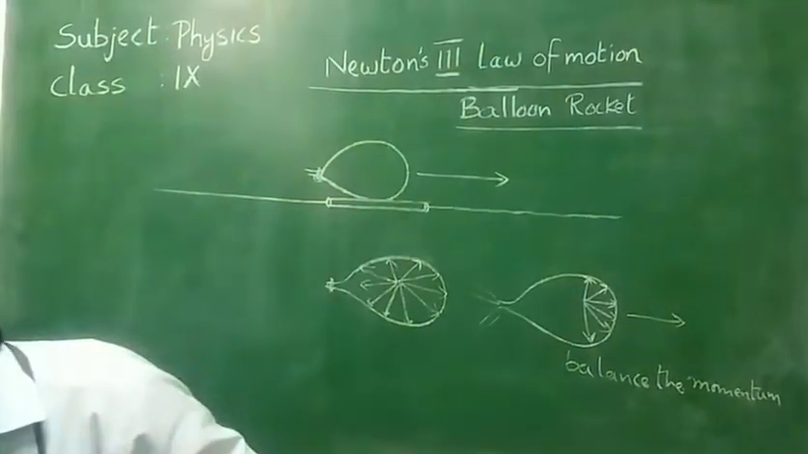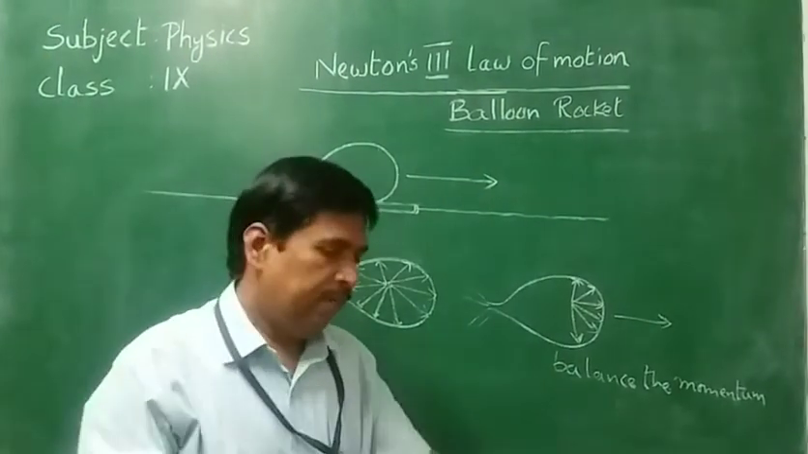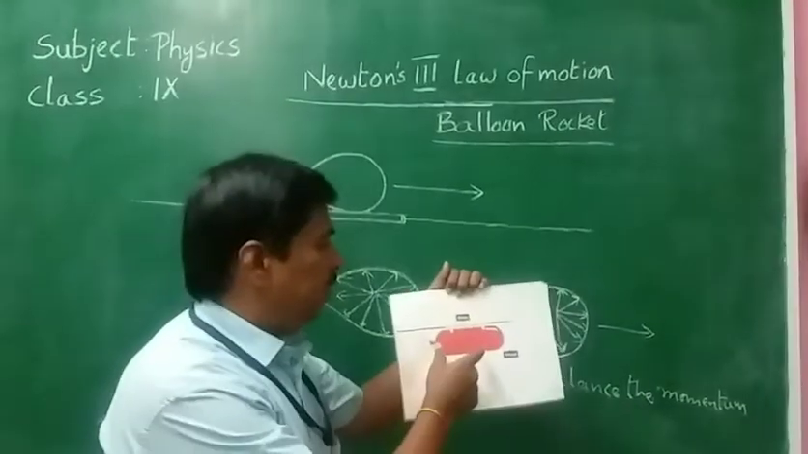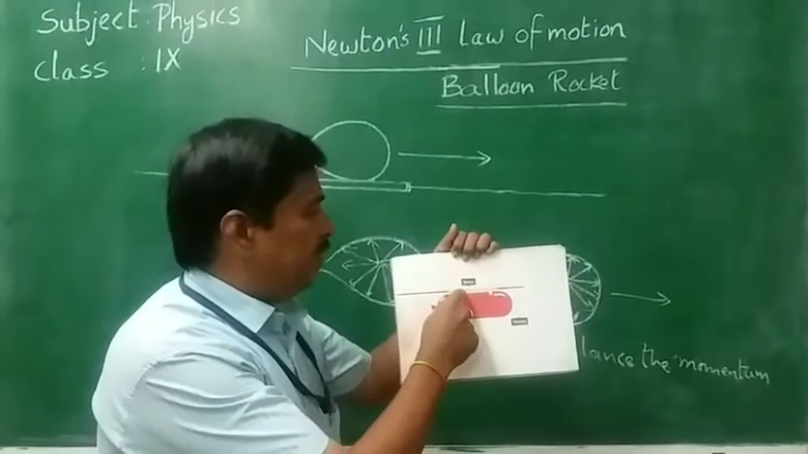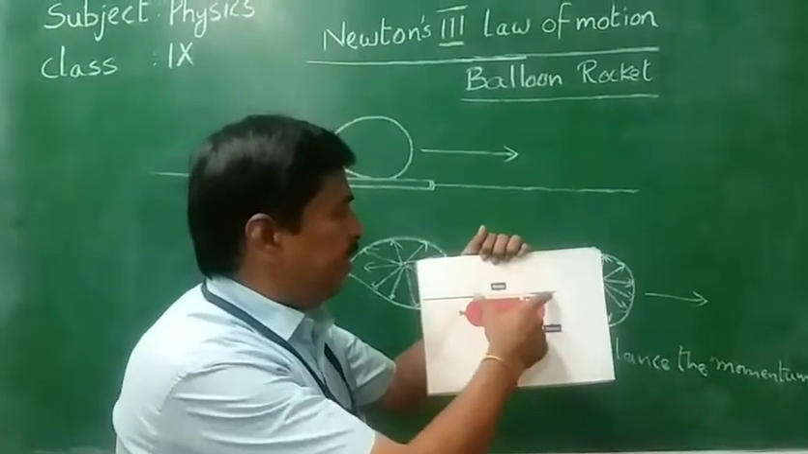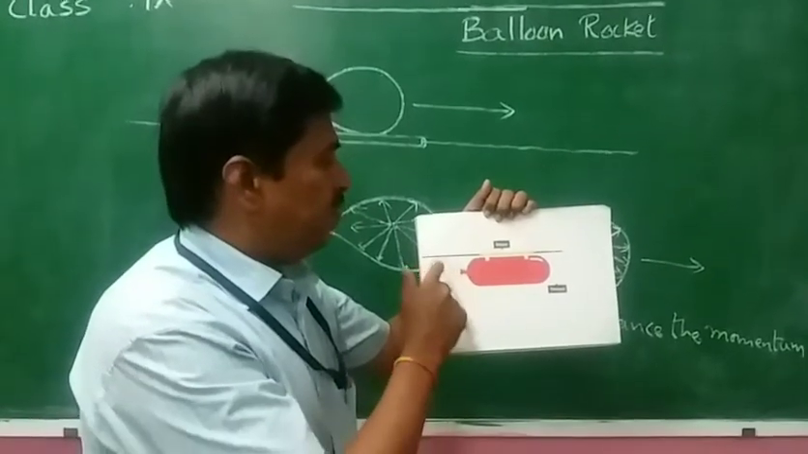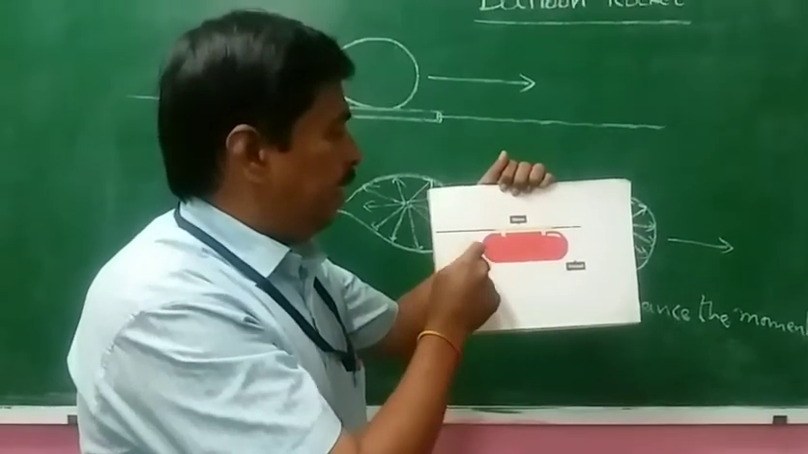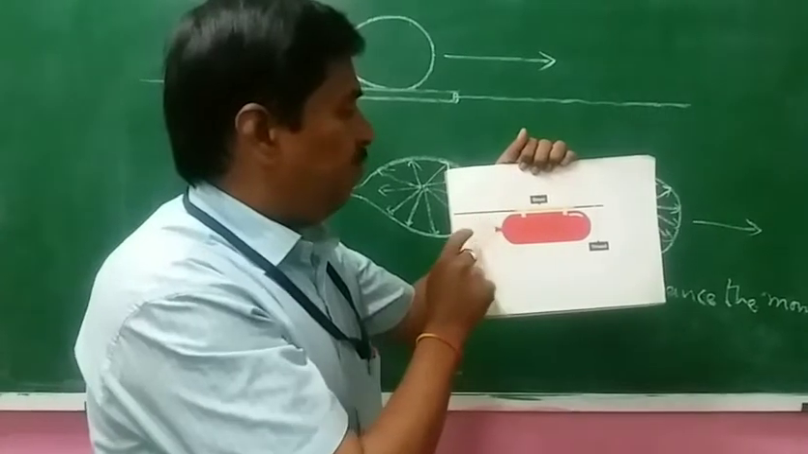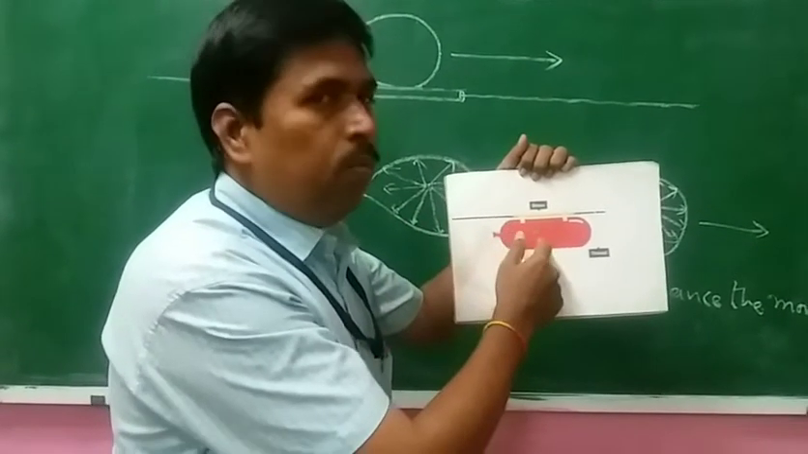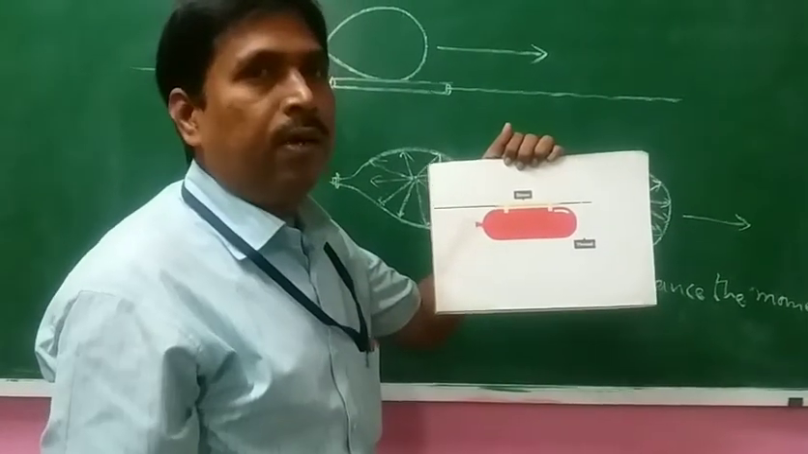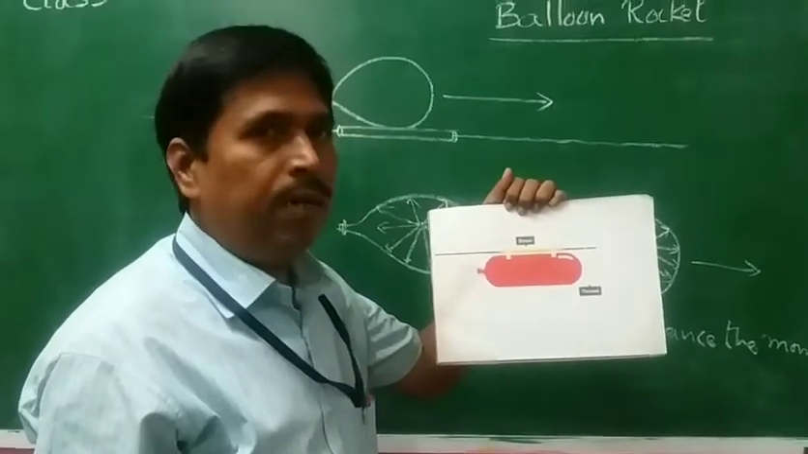So this you are able to see in the chart in this manner. Here, this is a balloon, and the balloon is inflated, and it is placed on the straw, which is getting connected with a thread here. You have to ask your friends to hold the thread on either side, and you have to just release your fingers. Whenever this air is getting escaped outside, the balloon moves forward like that of a rocket. This is said to be the balloon rocket.